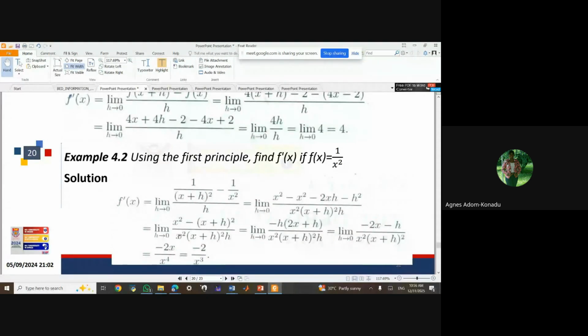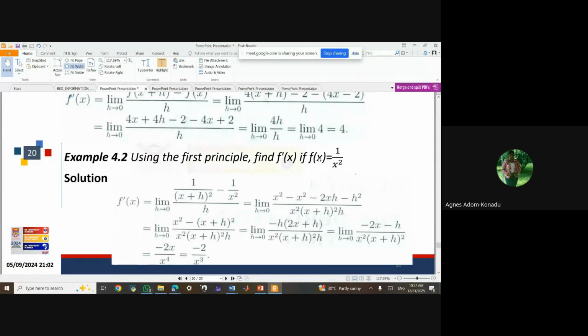Okay. Now my h is equal to 0. So when I have 0 here, I'm going to get minus 2x over, then I have x squared. So minus 2x over x to the power 4. And then this x can go into this one. Then I have minus 2 over x to the power 3.